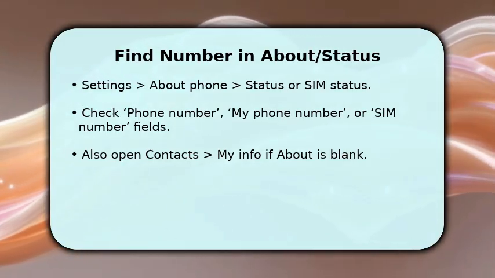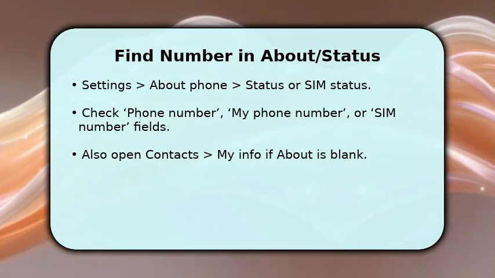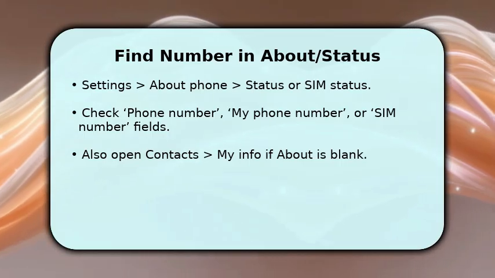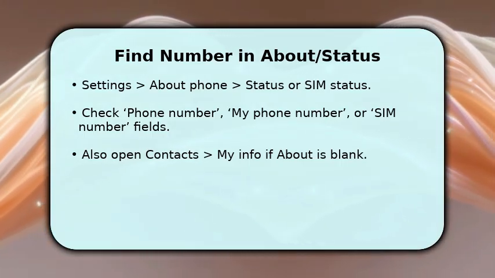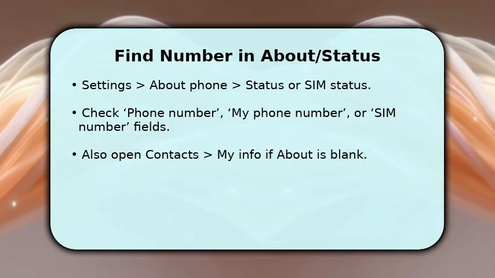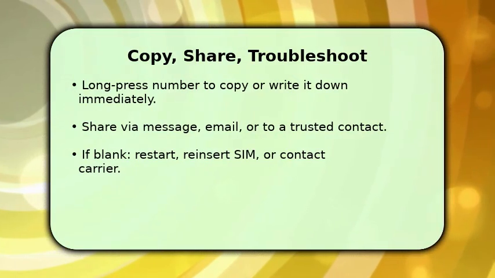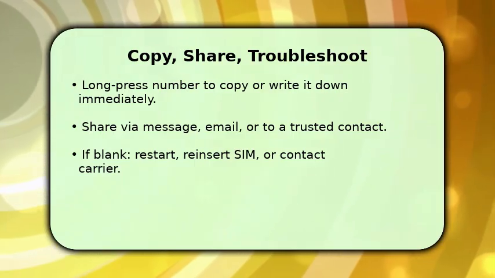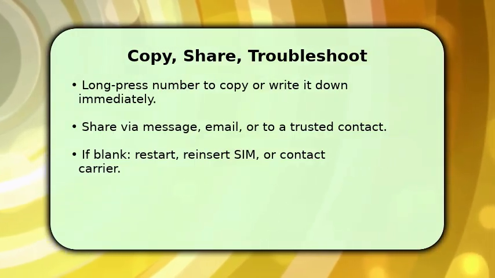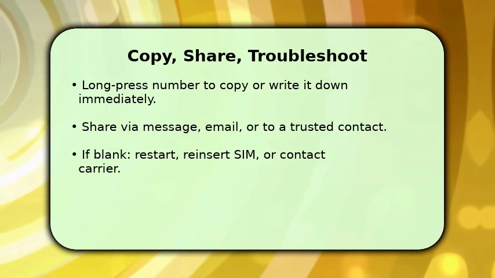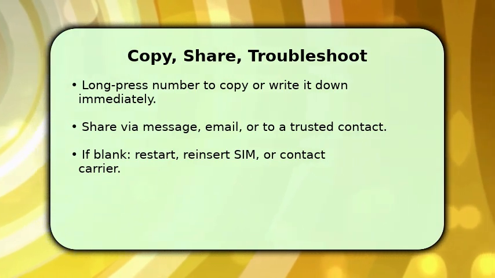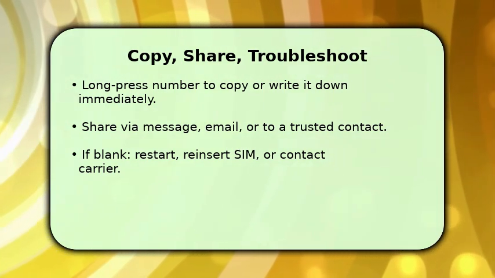If that field is blank, go to Contacts and open your profile labeled My Info, because some carriers sync the number there instead. Make sure to read both SIM and device info. Finally, long press the displayed phone number to copy it to the clipboard, or write it down and save it to your profile for future use. Once copied, send it to a trusted contact or store it in notes so you don't lose it.